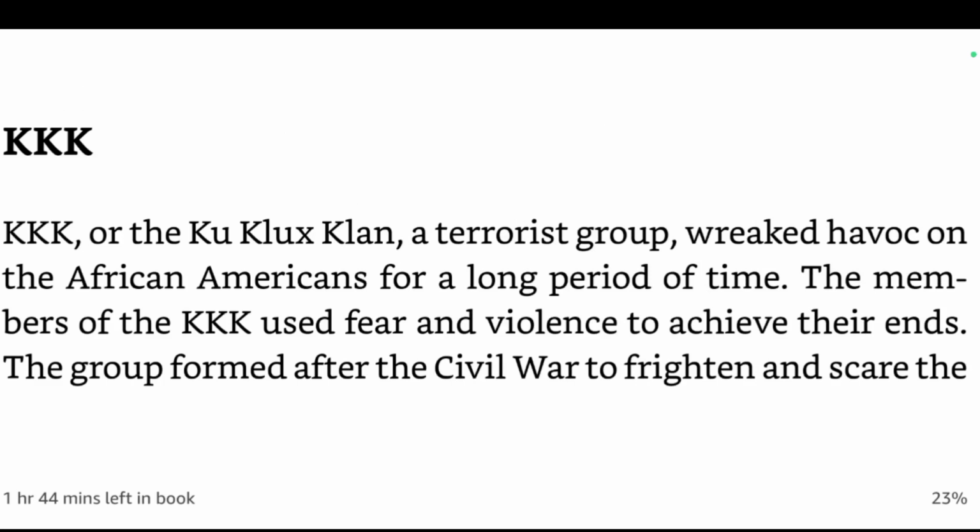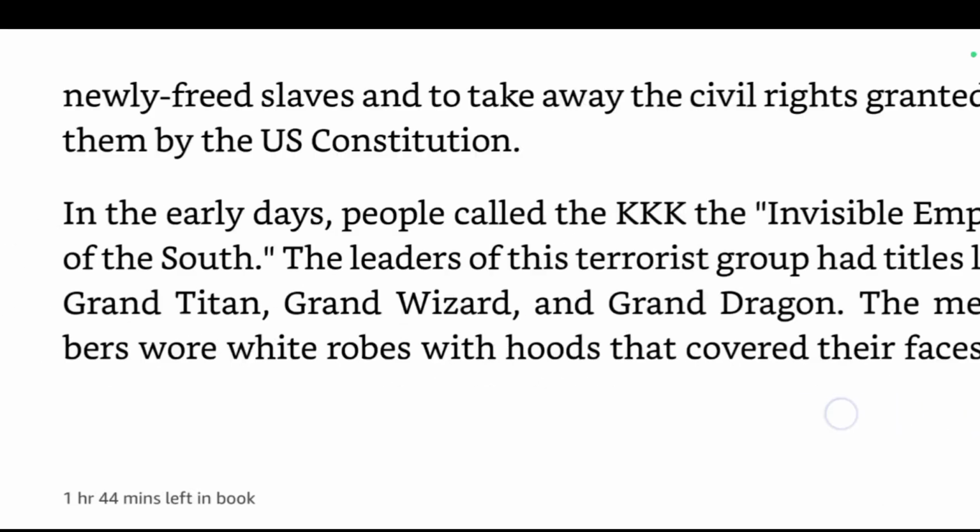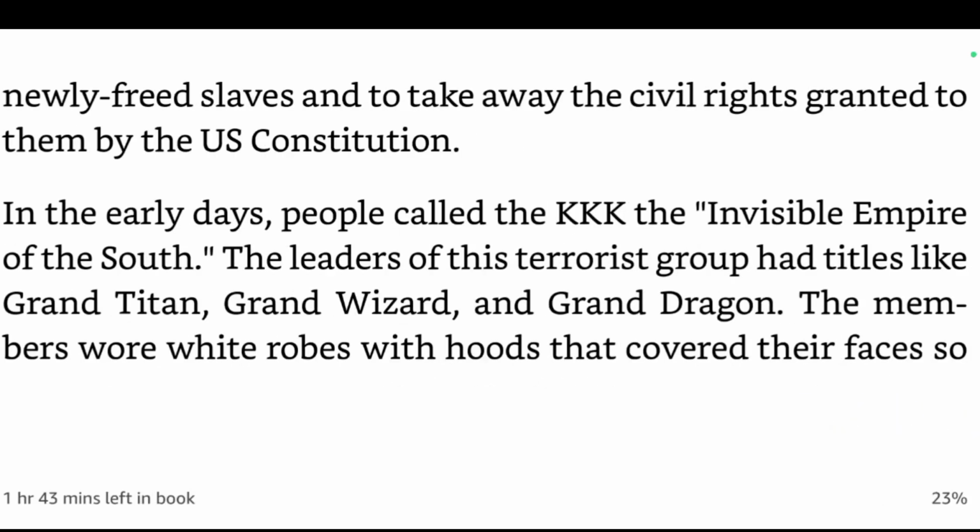KKK. The KKK, or the Ku Klux Klan, a terrorist group, wreaked havoc on the African Americans for a long period of time. The members of the KKK used fear and violence to achieve their ends. The group formed after the Civil War to frighten and scare the newly freed slaves and to take away the civil rights granted to them by the United States Constitution.